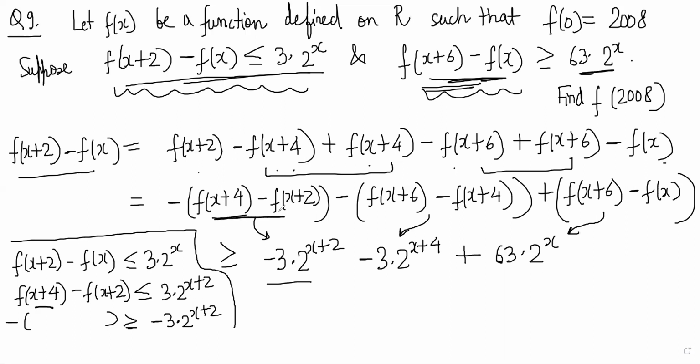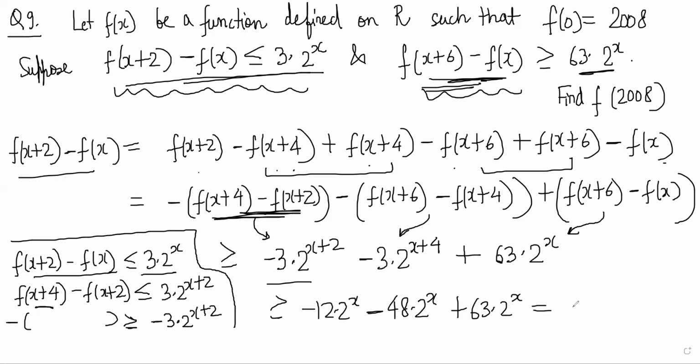How did I get this? I got this by doing this and then multiplying by minus 1 to reverse the sign. It was a less than equal to inequality. I multiplied by minus 1 to reverse the sign, right? So this becomes greater than equal to basically 2 power 2 is 4, so minus 12 into 2 power x. And this is 16 minus 48 into 2 power x plus 63 into 2 power x. So basically that is equal to 3 into 2 power x, right?